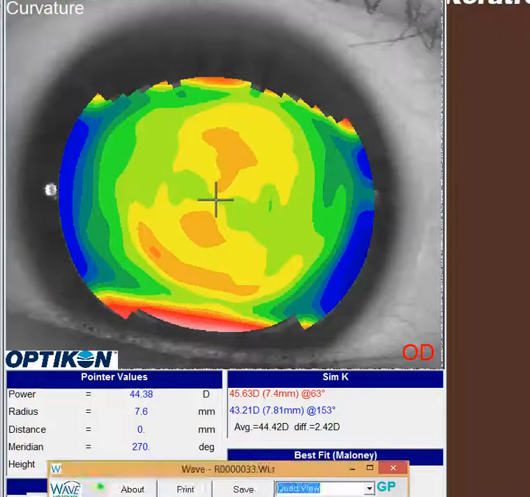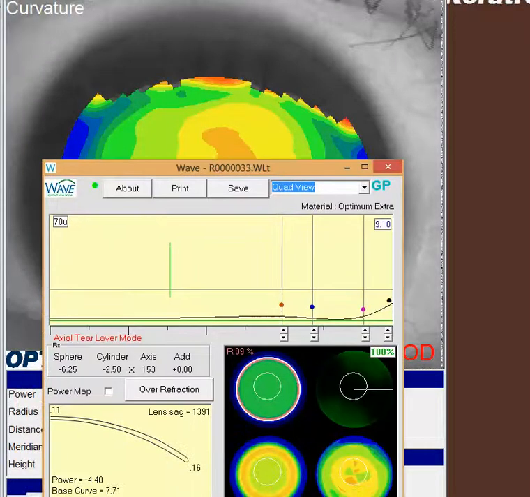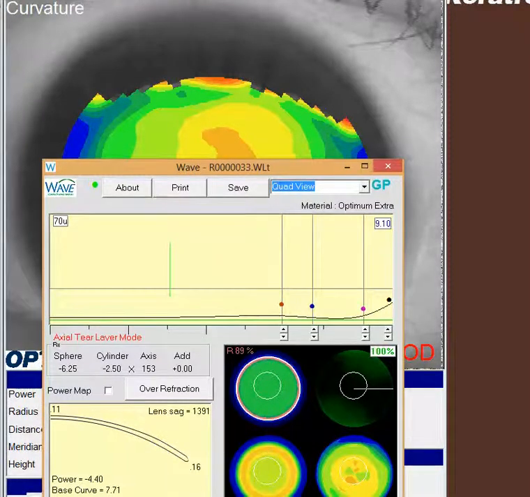I notice that you went with the G-SIM design, and based on the patient's previous contact lens history, it looks like you tried to match that lens pretty closely. It looks like you did a pretty nice job of that.